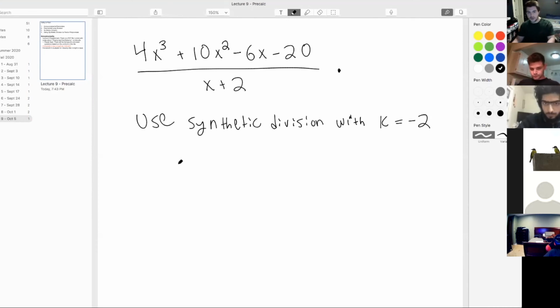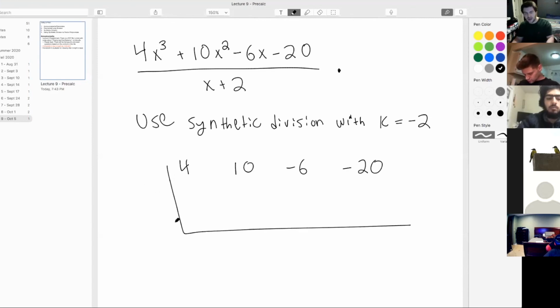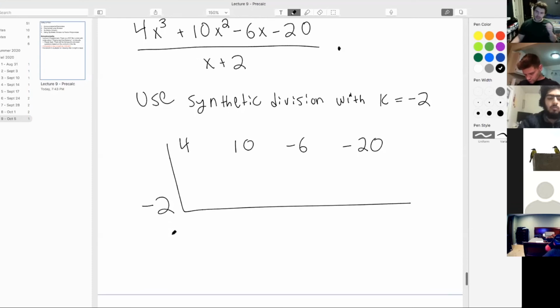Good. So let me just roll through this. I just put the coefficients of that numerator in a row. So 4, 10, -6, -20. I put this box here, and outside of the box, I put my k, which is -2. That's the setup.